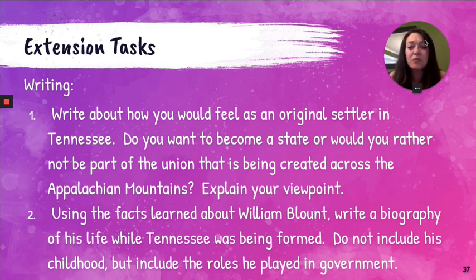And then I really like the second one, which would be using the facts you've learned about William Blount. And I'm even going to add in John Sevier. Write a biography about their life, including Tennessee and all the stuff that they did. Don't include their childhood because, as we know, when we write biographies that are specific to our Tennessee history, that's the information that we need to include. But that would be wonderful, and it'd be really cool to research that and then go on their websites and do some virtual tours as well.